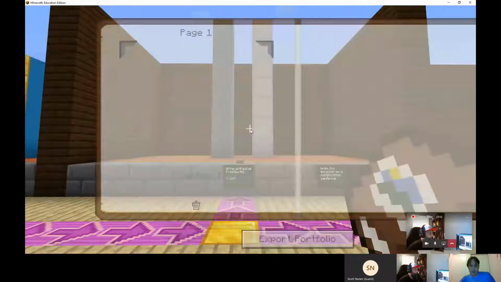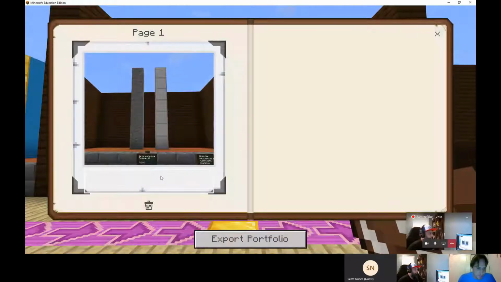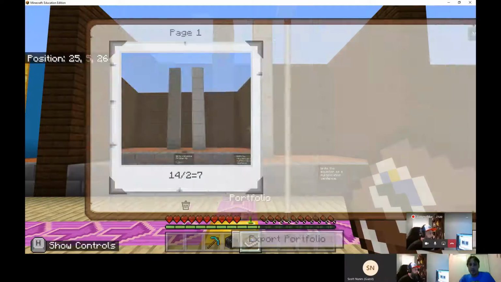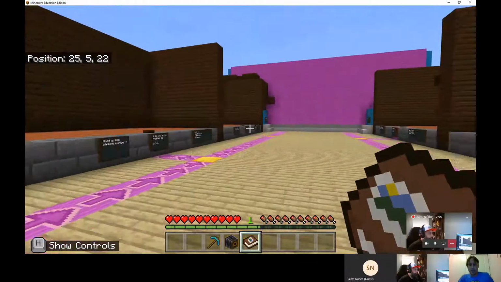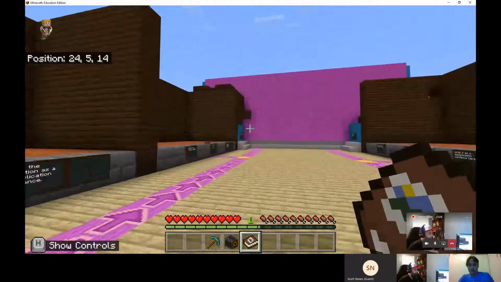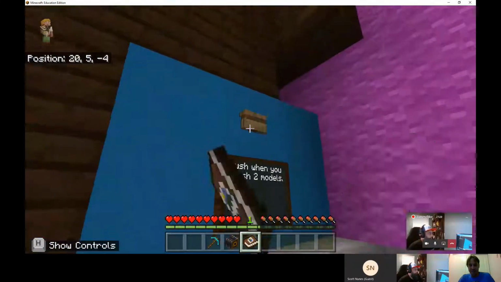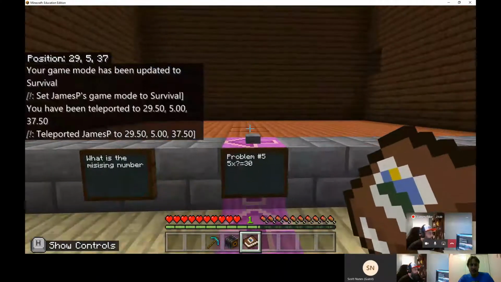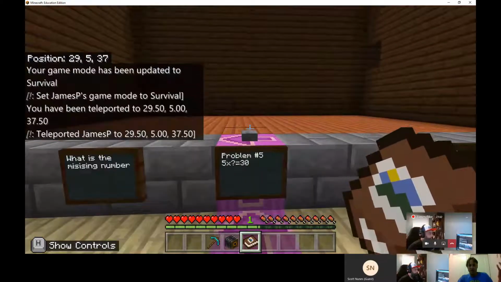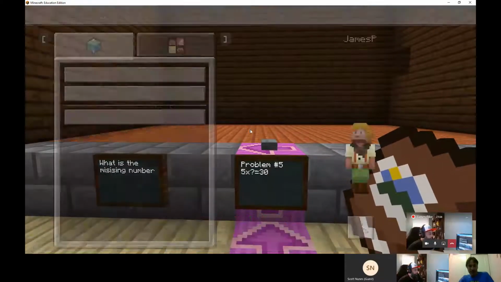And go to my portfolio. My picture's right here. You'll have your students write 14 divided by 2 equals 7. There's a couple more problems over here, and then there's some really cool build areas for the fast finishers who get a chance to build their own problems. So that's just one of the worlds.